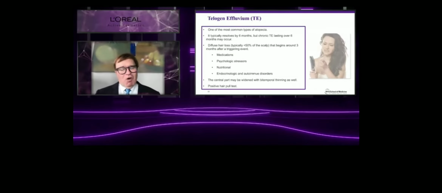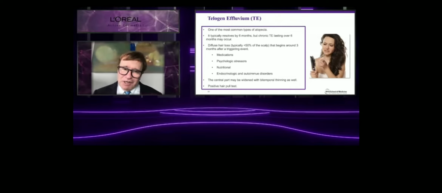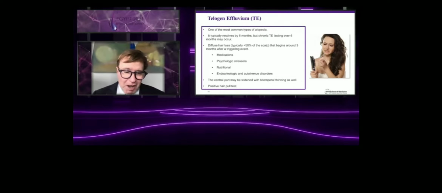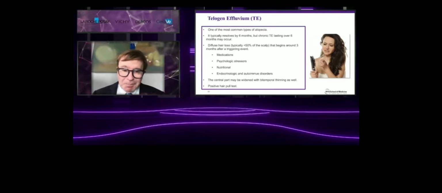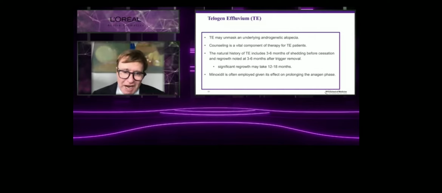And we have to make sure patients don't have telogen effluvium, which is another type of hair loss. So we don't want to mix up the two, and patients can have both. So you should know that, in your differential diagnosis, think of telogen effluvium from medications, psychologic stressors, nutritional problems, hormone problems, autoimmune problems, and then the central part may be widened also in this condition with bitemporal thinning as well. And the pull test many times is positive. And telogen effluvium may unmask androgenetic alopecia and may be the first sign. So keep that in mind, the unmasking of androgenetic alopecia.